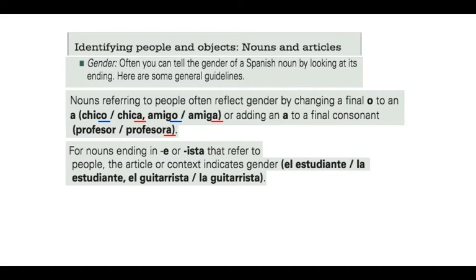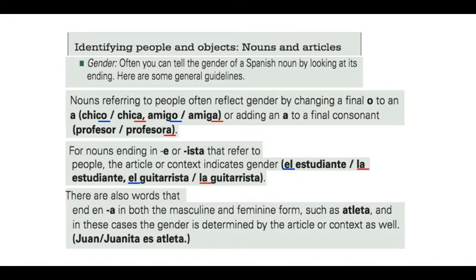Now for nouns ending in E or ista that refer to people, the article or context indicates the gender. So we saw examples of that. El estudiante, la estudiante. That was how we could tell if it was a student who was male or female. For a word like guitarrista, el guitarrista, la guitarrista. Dentista, dentist. That ista ending does not change to O or A at the end. You have to look at the article el or la.